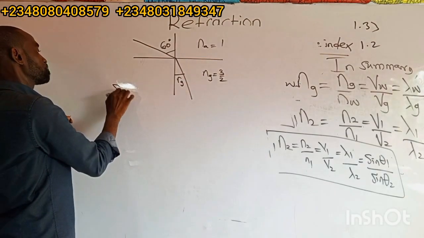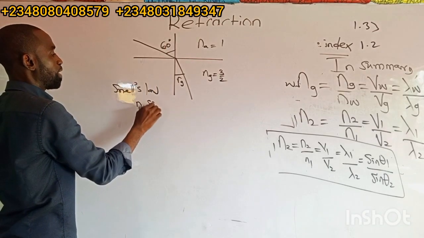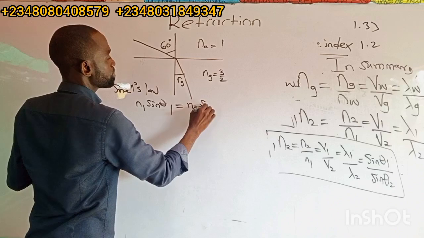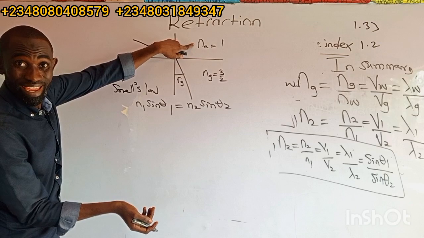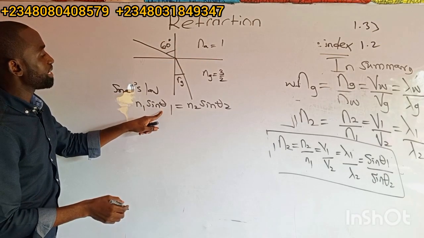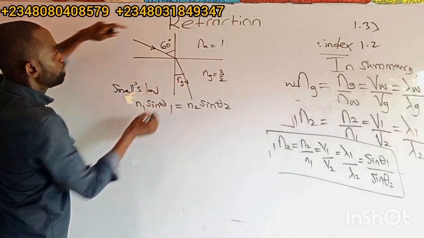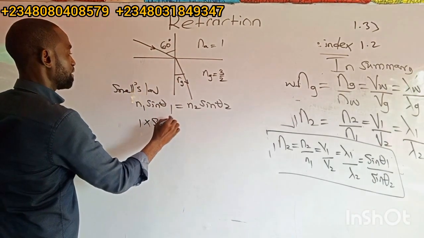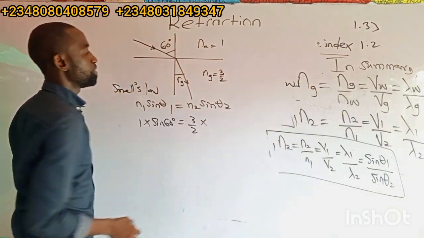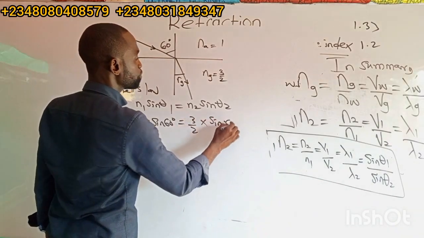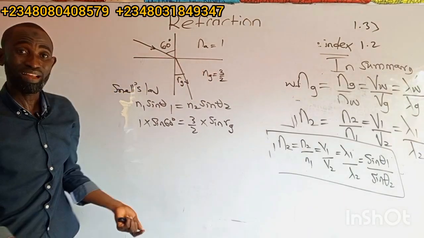So using this law, this involves angle. That will be N1 sin theta 1 equals N2 sin theta 2. What is N1? Of air, that will be 1 times sin theta 1. Theta 1 is the angle of incidence in the first medium, which is sin 60. Okay? Is equals to N2, which is 3 over 2, times sin theta 2. Theta 2 is the angle of refraction in glass. Are you with me?